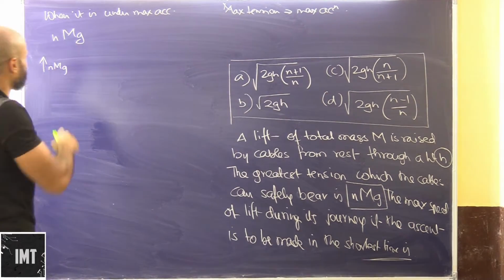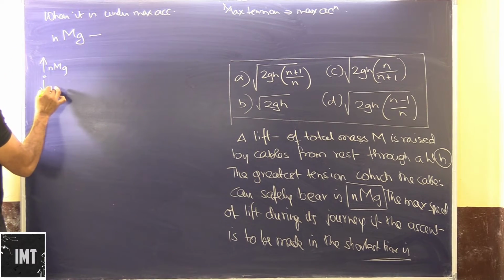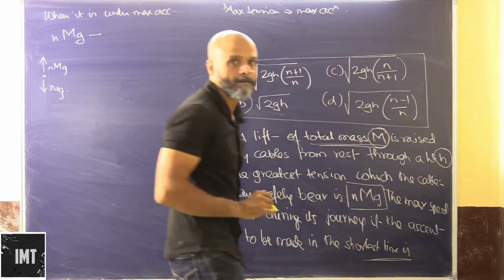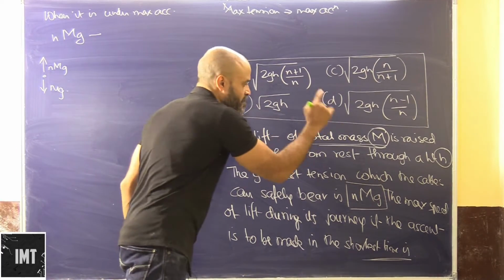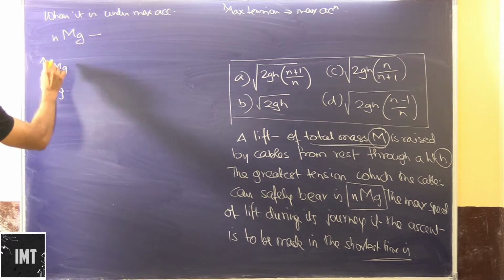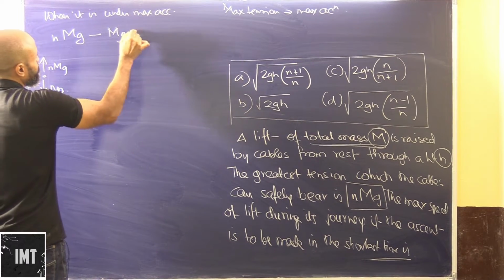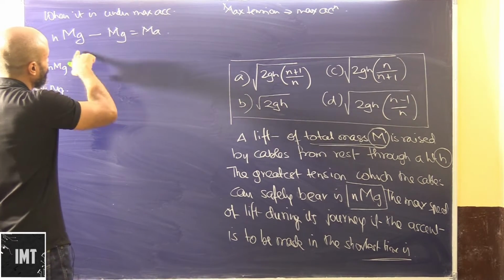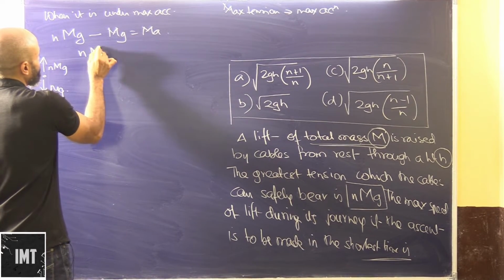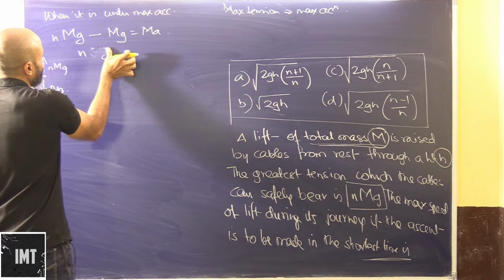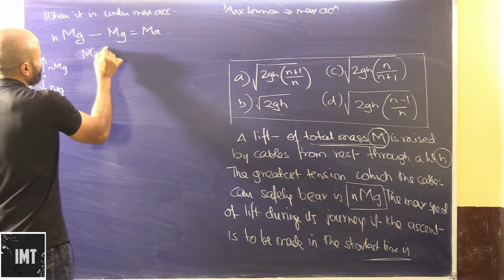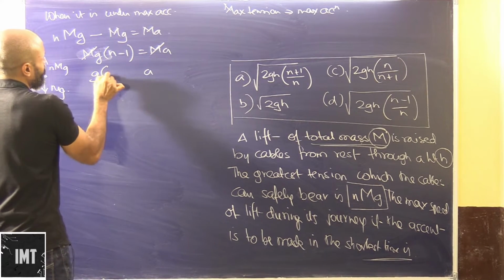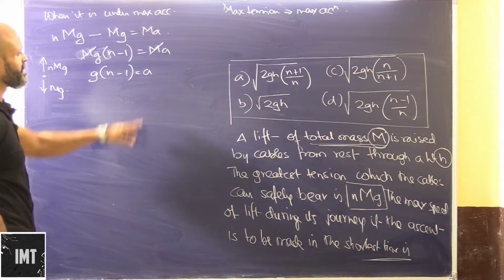Okay, so this nmg which is going up minus, obviously there will be mg, because a lift with its total load and mass is m. So obviously there will be a downward force of mg acting downwards. So nmg minus mg is going to be ma. If we take out mg as common, this will be n minus 1 is equal to m into a. So here we have a is equal to g into n minus 1.